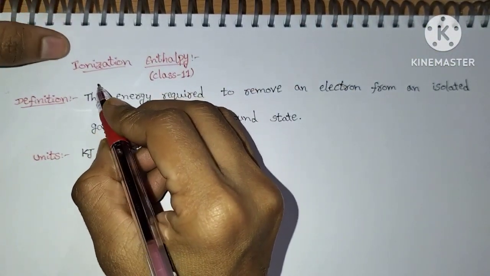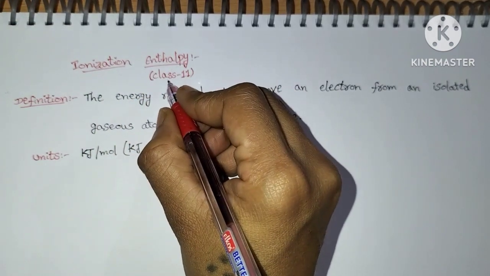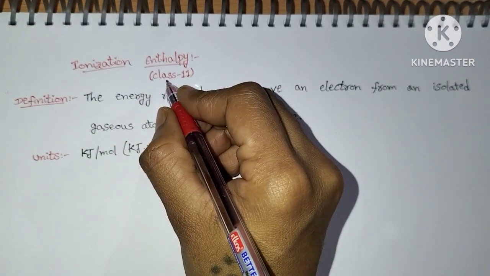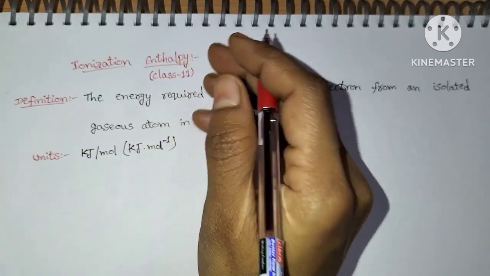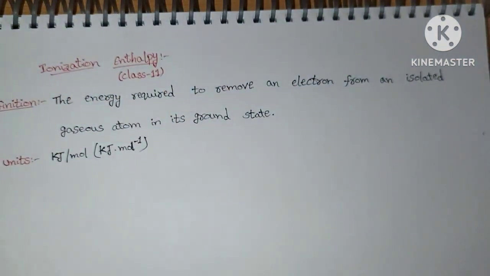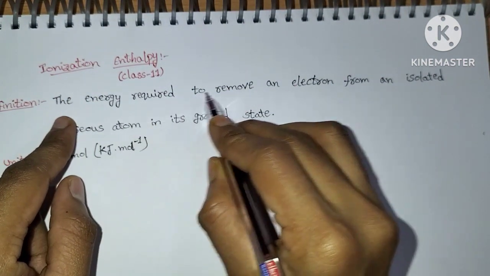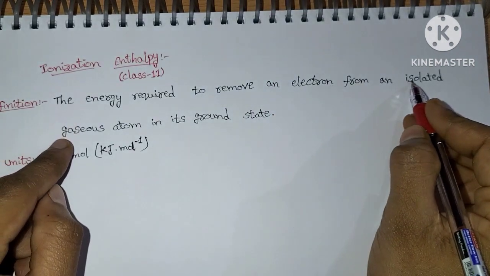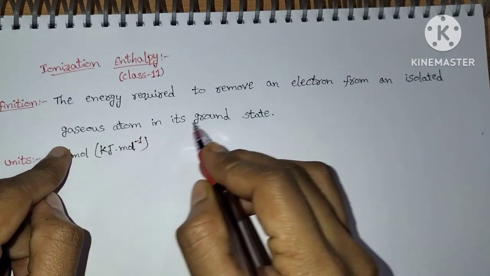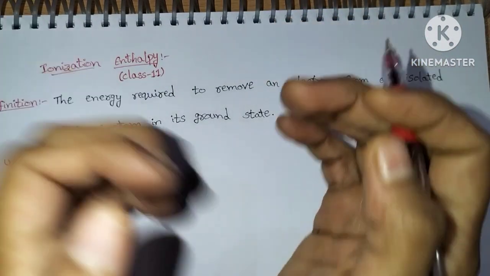In this video, I am going to explain ionization enthalpy. This topic is there in class 11, classification of elements and periodicity in properties. In that lesson, this topic is there. So here, what is meant by ionization enthalpy? Ionization enthalpy is nothing but the energy required to remove an electron from an isolated gaseous atom in its ground state. It is called ionization enthalpy.